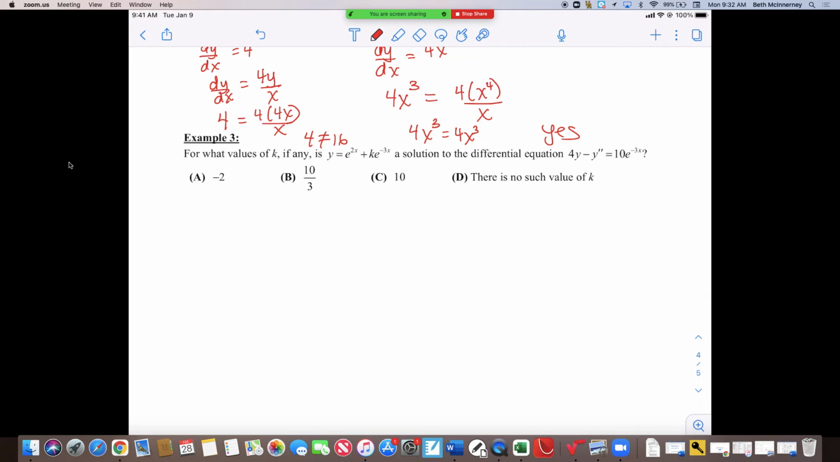All right, I'm going to give you a head start on example 3. See if you can figure this one out. For what values of k, if any, is y equals e to the 2x plus k e to the negative 3x a solution to the differential equation 4y minus y double prime equals 10e to the negative 3x? So what do we know about k in the problem? It's a constant, okay? All right, so let me give you a few minutes and try this one.